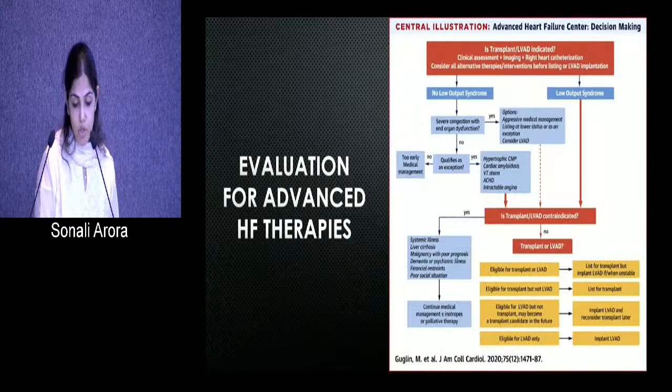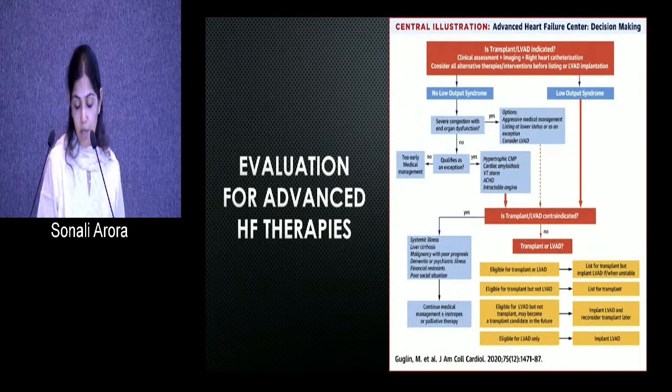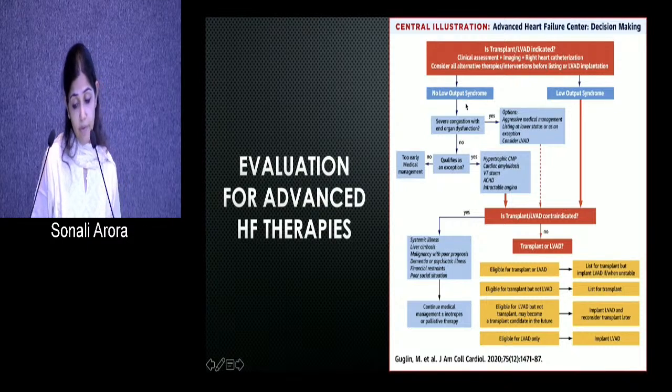So, take-home messages: evaluation for advanced heart failure therapies, I think early is the key. If we can follow this algorithm, if transplant or VAD is indicated, you take help of clinical assessment, imaging, right heart catheterization, and consider all alternative therapies and interventions before listing or LVAD implantation. If the patient has low output syndrome, is transplant or LVAD not contraindicated? Are they eligible for LVAD after evaluation? If not, if they have comorbidities, then you have to think about, of course, inotropes and palliative therapy.